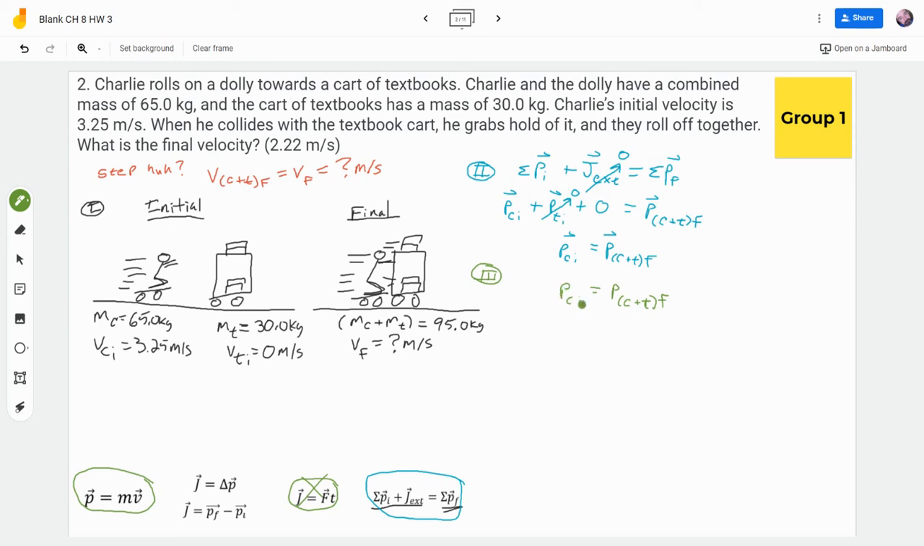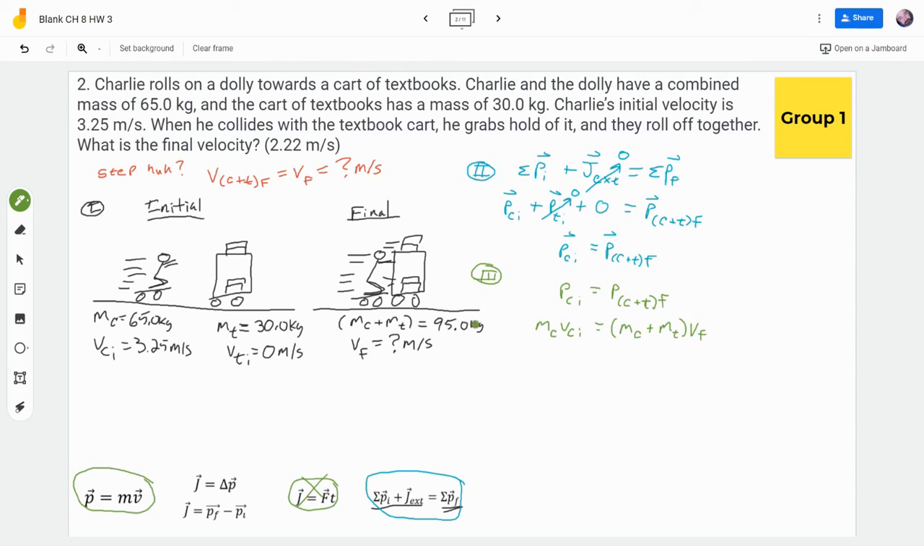So P sub Charlie initial is mass of Charlie times velocity of Charlie initial. And P sub Charlie plus textbooks in parentheses final is going to be, in parentheses, the mass of Charlie plus the mass of the textbooks. So that's our big mass stuck together with parentheses times V final. So that's what we've got.